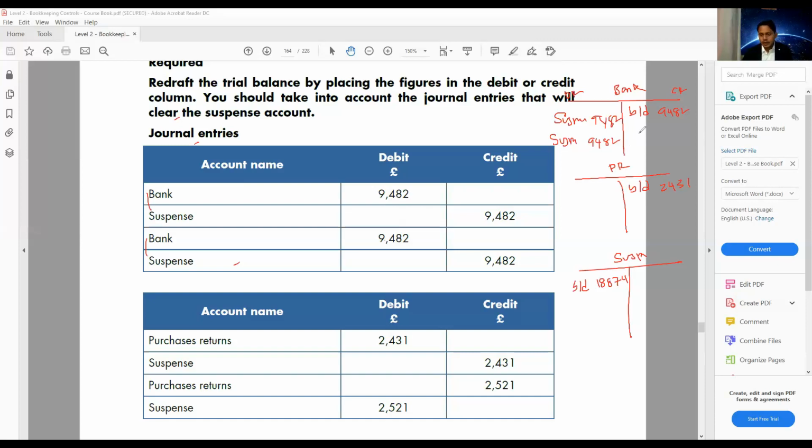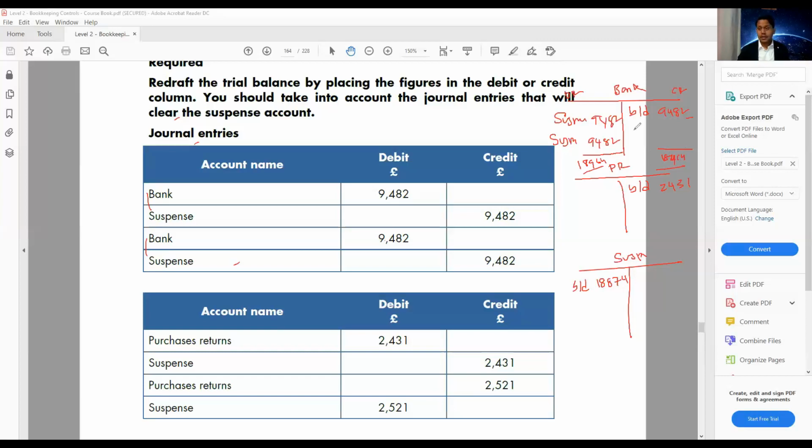Now I can see my debit side is higher than the credit side. That means at the beginning I was in overdraft, and after the correction it's not even an overdraft. I'm getting an asset figure. So the debit side is higher than the credit side. How much is the total? 9482 plus 9482. 18,964. I hope you already know how to get the balance CDBD.